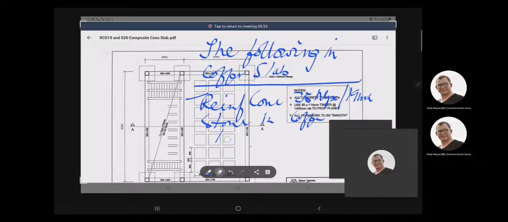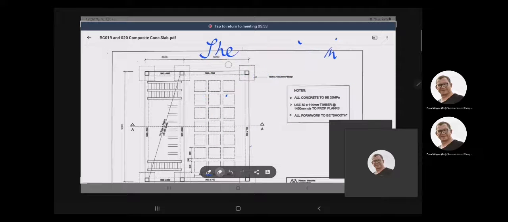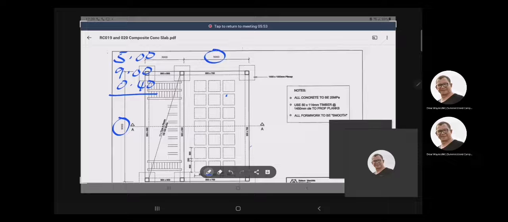My overall dimensions, as I can see from this here, would be 5 meters by 9 meters by my thickness of 400. That's the overall thickness that I have for my coffer slab. That will be the dimensions for my slab.